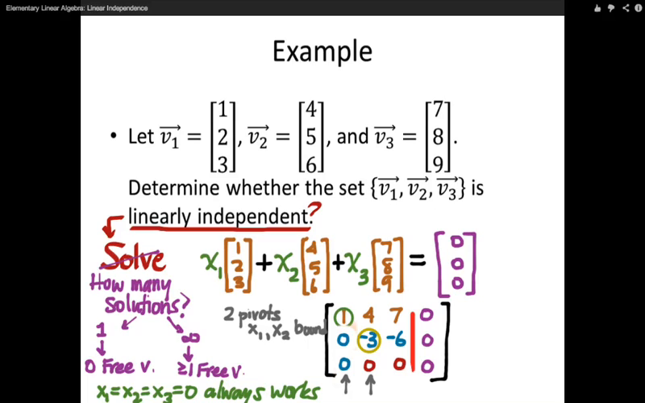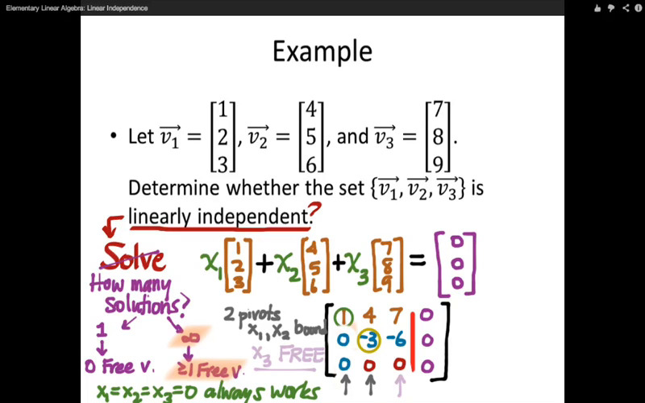But what about x3? x3 is free. And that's what we really needed to know. Because what conclusion are we then able to make based on the fact that there is a free variable in this solution? So what can we conclude here? Since we have a free variable, how many solutions does this homogeneous system have?